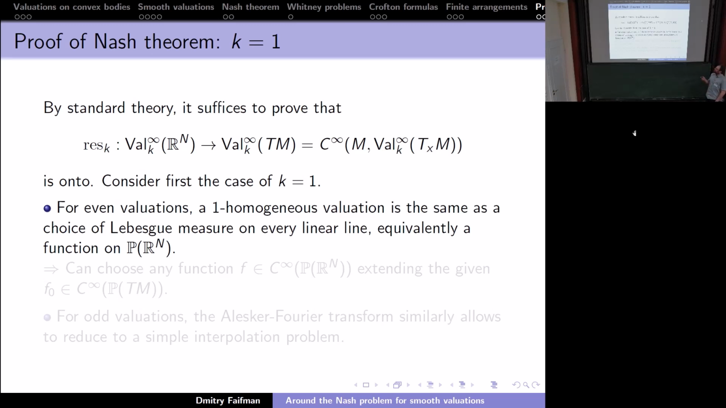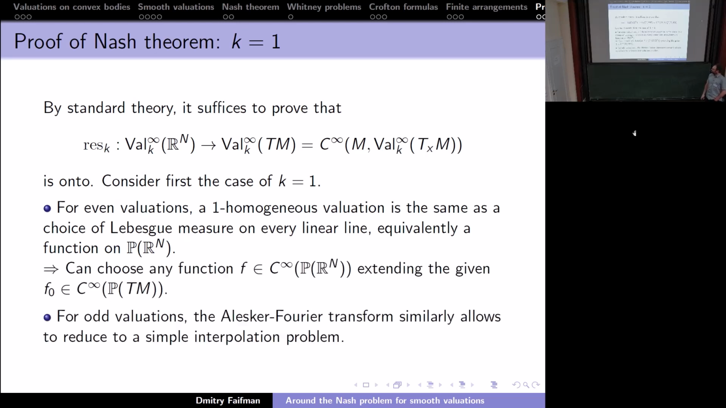If you look at those, they are called Klain functions. You would be given some Klain function on some subset of this projective space that comes from all the lines that are tangent to M. And if you chose your embedding well, there should be no problem extending it smoothly somehow, and that would be some valuation. So that was easy. Good. For odd valuations, it's a bit trickier. You need to do a Fourier transform and think a little bit, but it basically reduces to the same thing. So the 1-homogeneous case is easy.